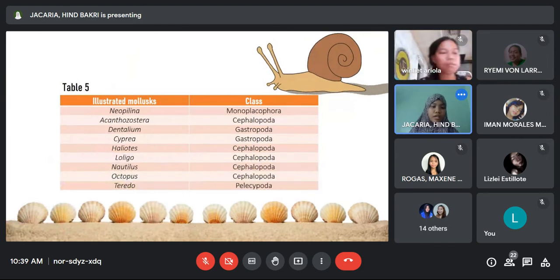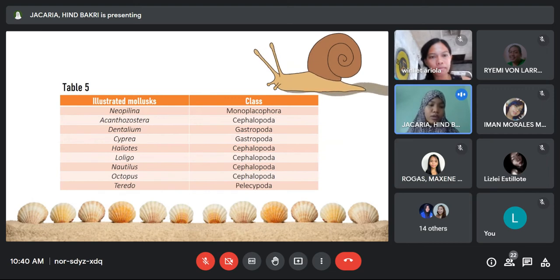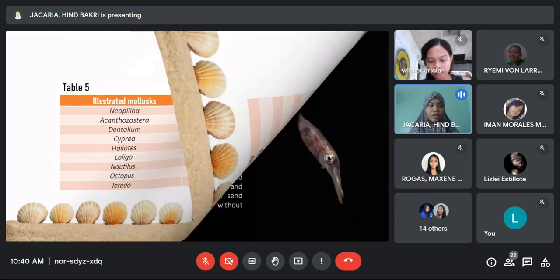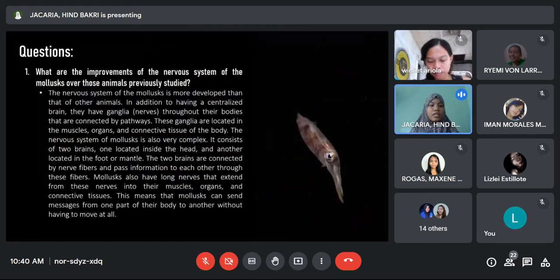Then for the table, only the Neopilina is a Monoplacophora. Then the Acanthozostera, Haliotis, Loligo, and Loligonautilus octopus belong to the Cephalopoda class, and only Teredo is a Pelecypoda, and only Dentalium and Sephara belong to Gastropoda.